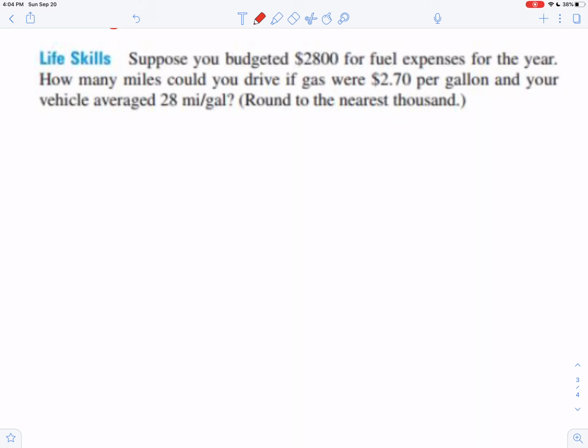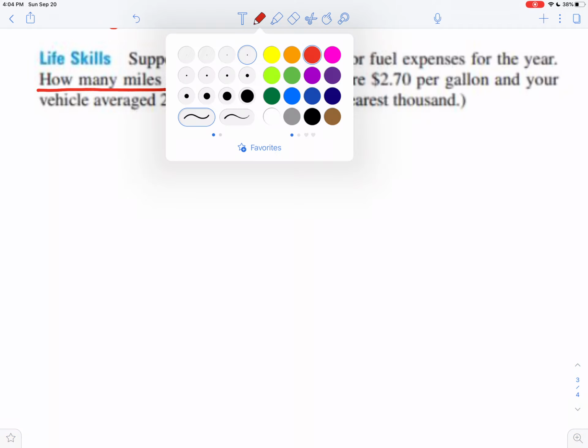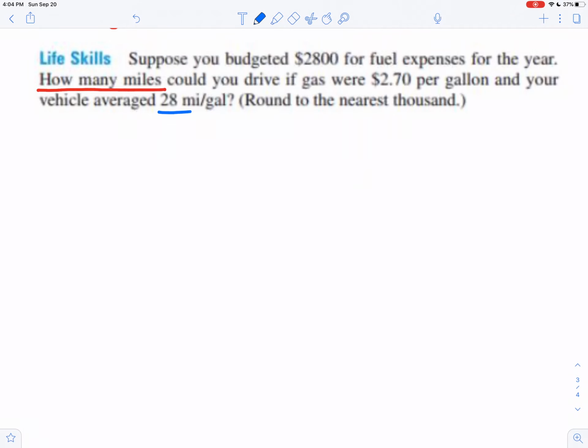So again, if I read through everything first, I have budgeted $2,800 for fuel expenses for the year. The question here says, how many miles could you drive if gas were $2.70 per gallon and your vehicle averaged 28 miles per gallon? All right, so what I'm going to do here is start with the gas mileage. I'm going to write this as a rate, which is 28 miles per gallon.